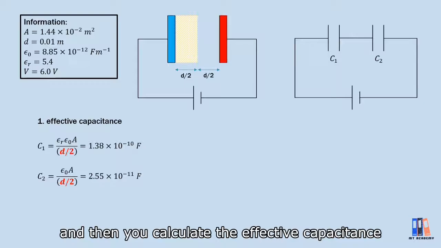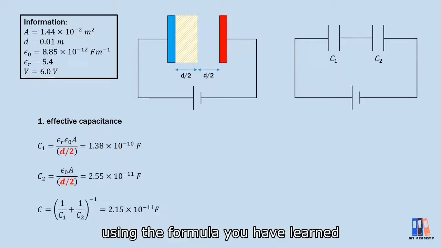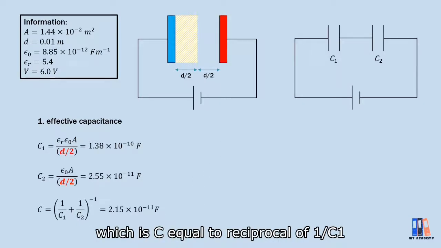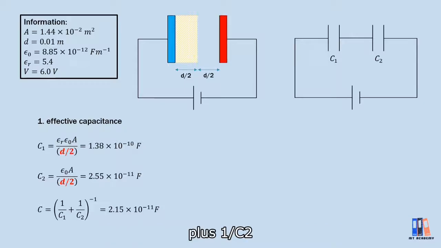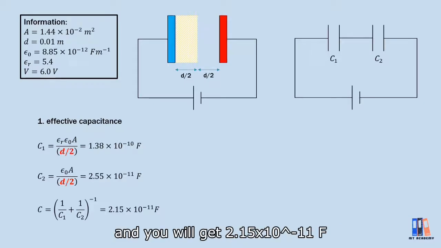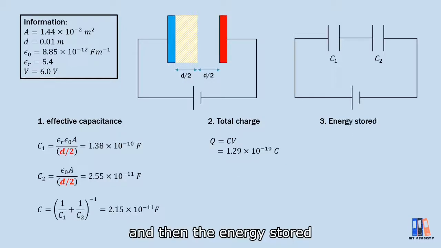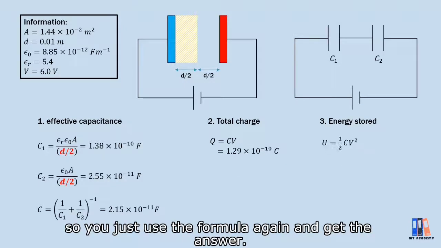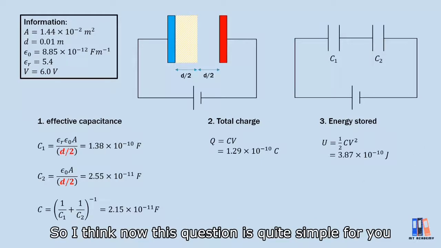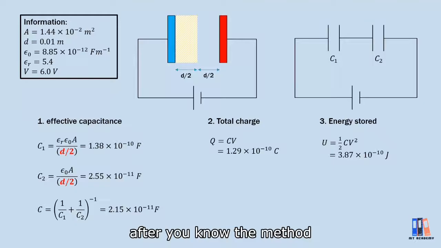Then you calculate their effective capacitance using the formula we have learned, which is C equal to the reciprocal of 1 over C1 plus 1 over C2, and you will get 2.15 multiplied by 10 to the power of negative 11 farad. As for the total charge, you repeat the same formula. And for the energy stored, you just use the formula again and get the answer. I think this question is quite simple for you after you know the method.